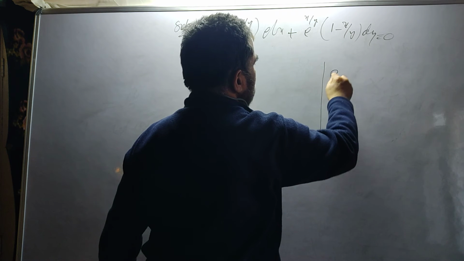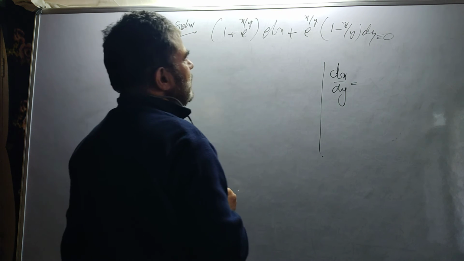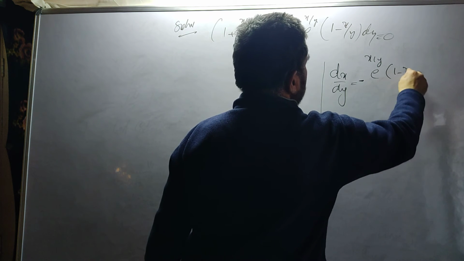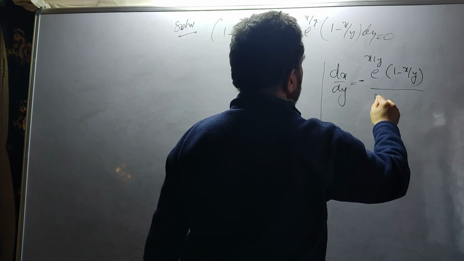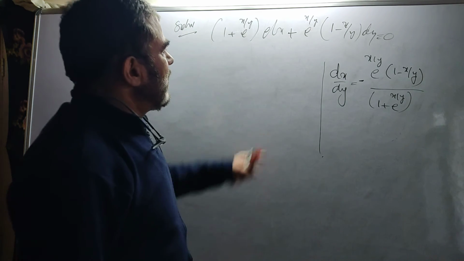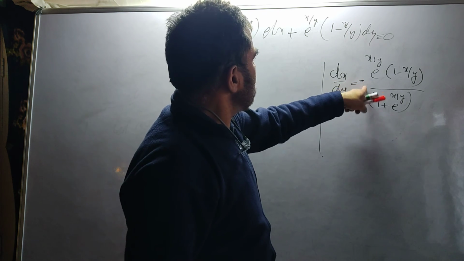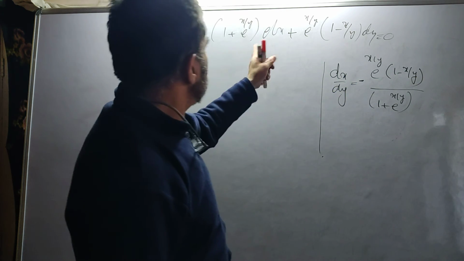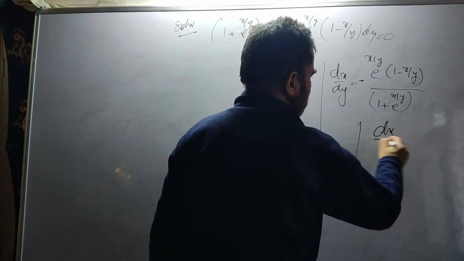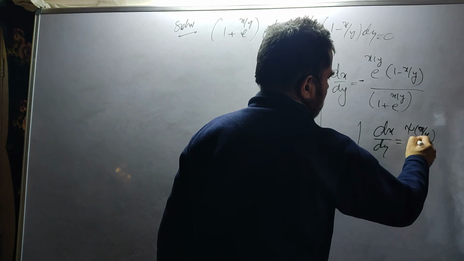I can write it this way. When you simplify this, dx by dy will be minus e raised to power x by y times (1 minus x by y) by (1 plus e raised power x by y). It is a homogeneous equation. Which homogeneous? Dx by dy is psi of x by y. It is homogeneous.